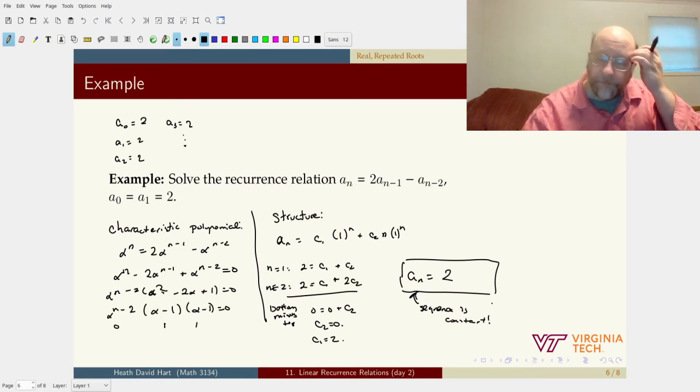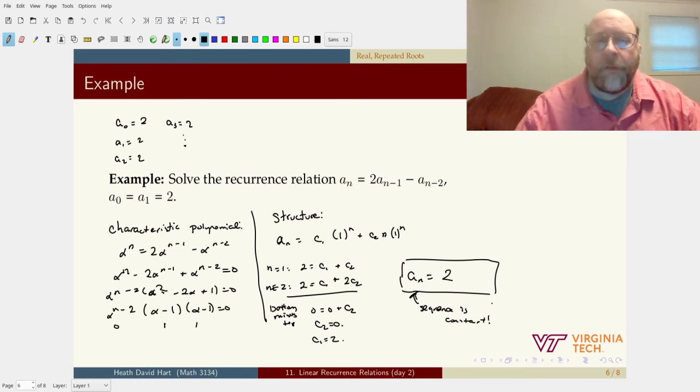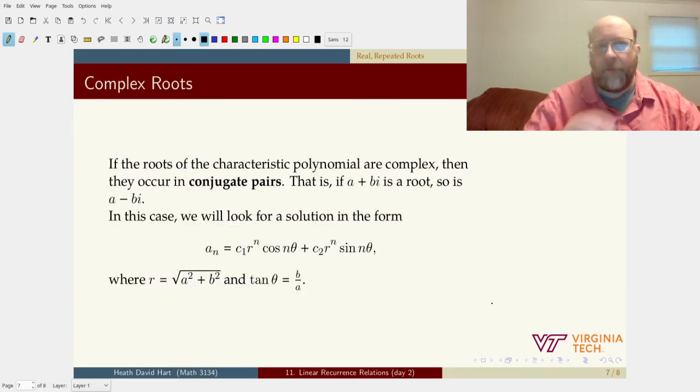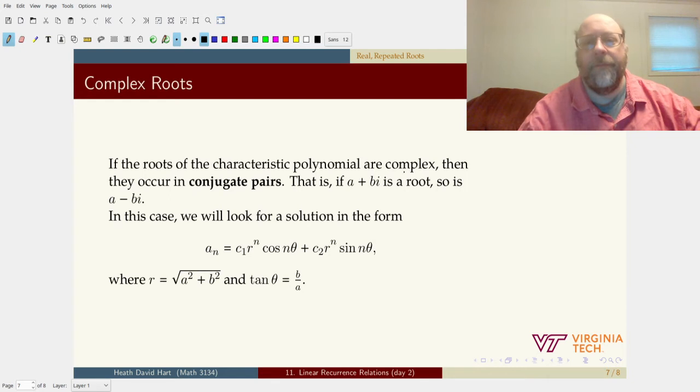All right. So then we have one more case we want to look at for recurrence relations, and that's what happens if the roots are complex. If they're complex, they occur in conjugate pairs. That is, if a plus bi is a root, then a minus bi is also a root.